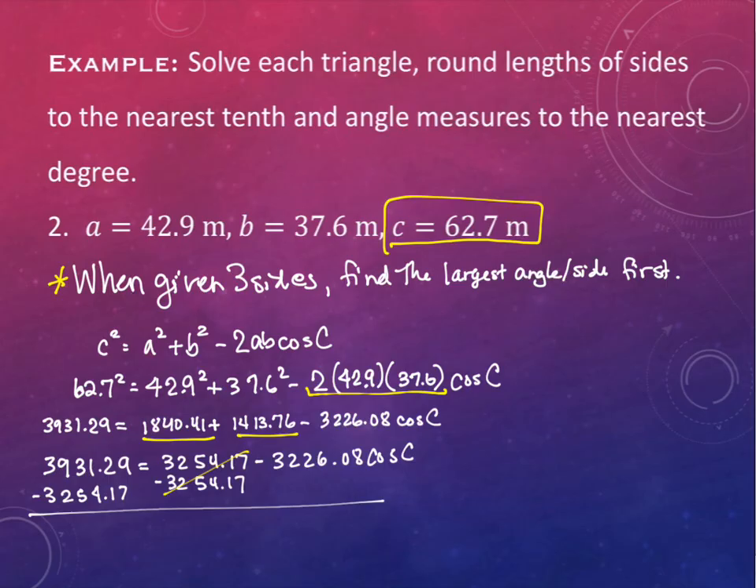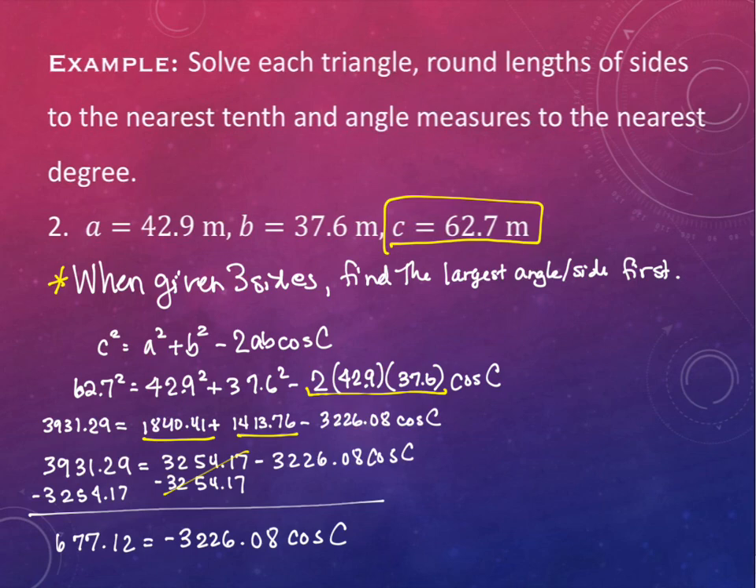All right, I have 677.12 equals, and now it's a negative 3226.08. Don't lose that negative. There's a negative right here because of the subtraction. It's still negative on the 3200 here. What do you do next?